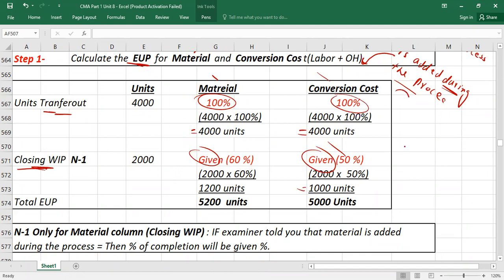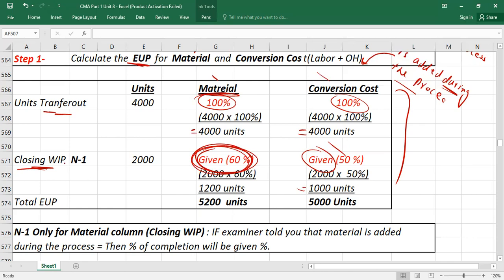This format you will follow if material is added during the process. What if material is added at the beginning of the process? You will make changes here, guys. If material is added at the beginning of the process, then only this area you will change. The other parts will remain the same. This area you will change.